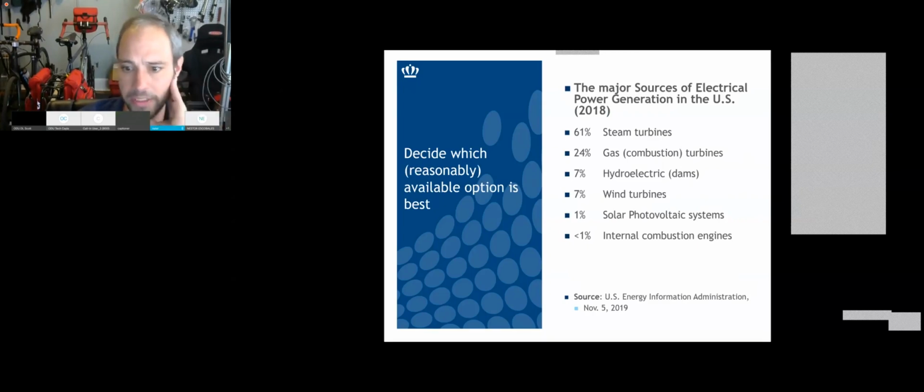And this is all from the U.S. Energy Information Administration, reported November 5th, 2019, but this is 2018 data that they reported in that report. So that's pretty up to date. Now, again, this is just the U.S. Some countries are going to be different for sure.